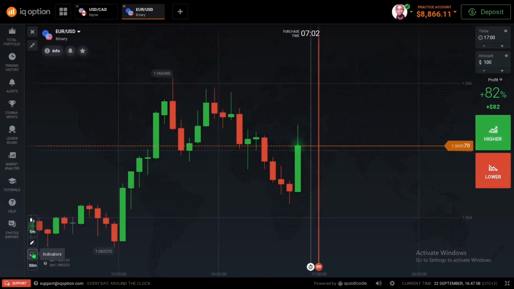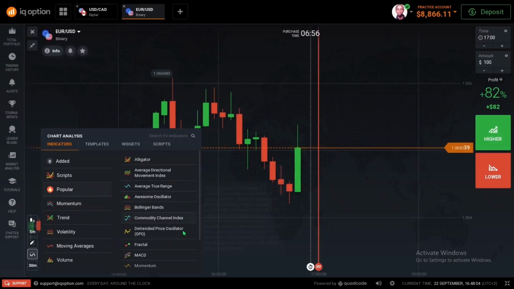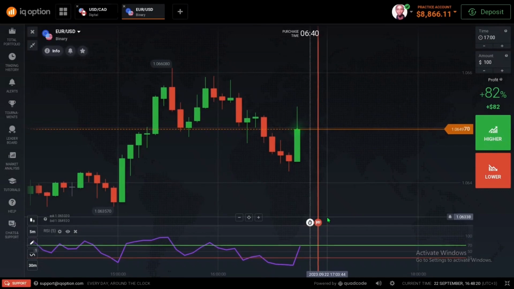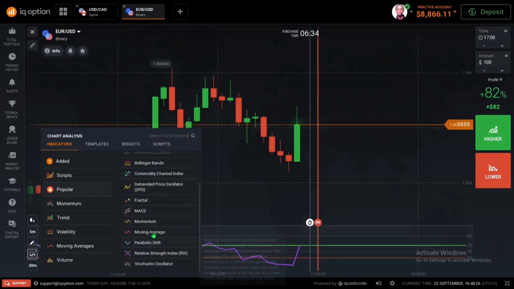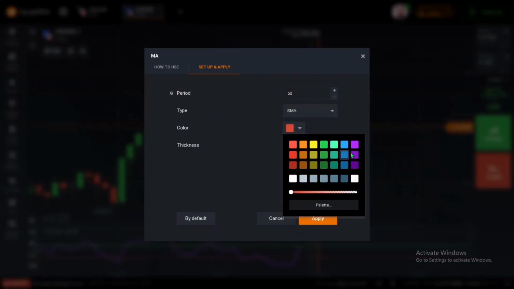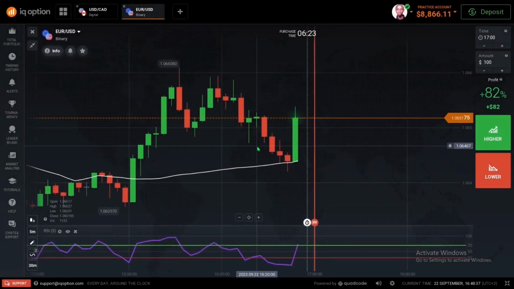Let us set up our two indicators, starting with the RSI. For the RSI, we set the period to 5. We then adjust colors and thickness to our preference. As for the moving average, we set the period to 50. We then adjust the colors to our liking. Remember, we will only use the moving average as a trend filter.